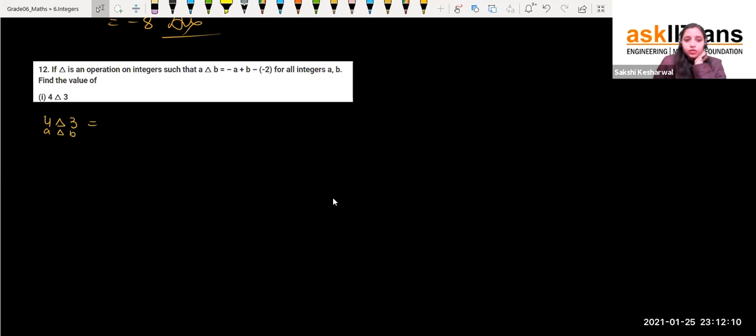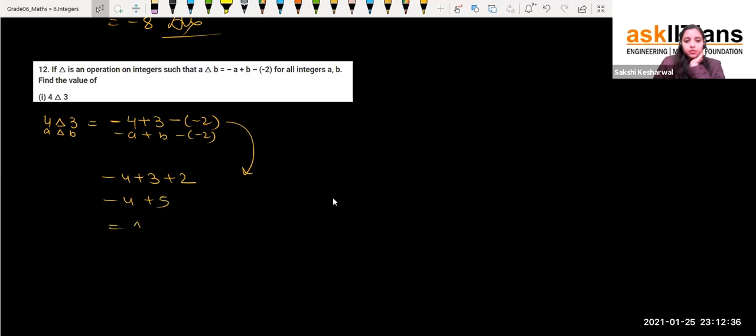So do the comparison. So this will be minus 4 plus of 3 minus of minus 2. Do the comparison. So this is minus a plus b and this is minus of minus 2, right? So if you're going to solve, this is equals to minus 4 plus 3 and the additive inverse, this is negative, so plus 2, right? So plus 2, it will be equals to minus 4 plus of 5, it is equals to 1. That's your answer, right?